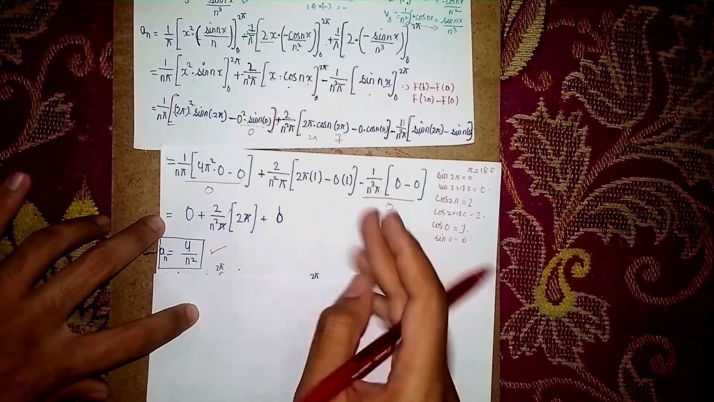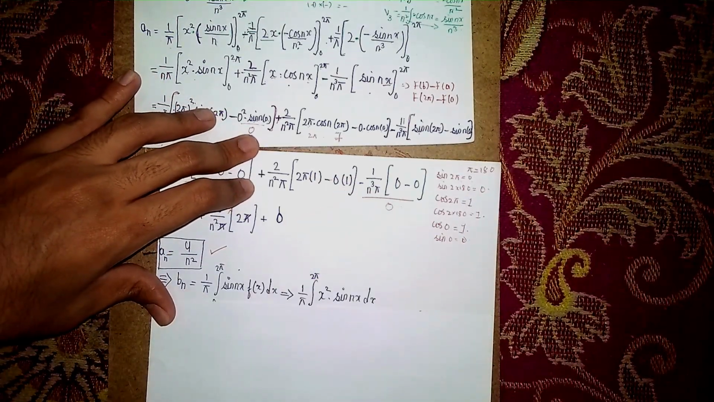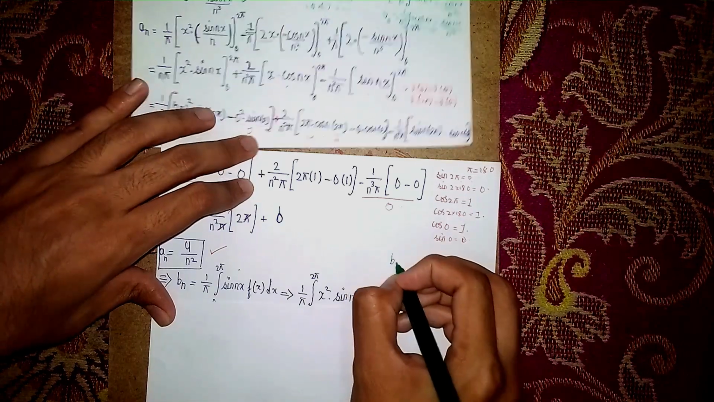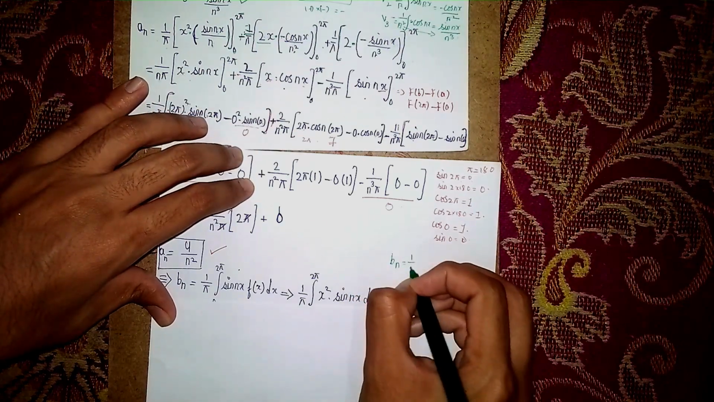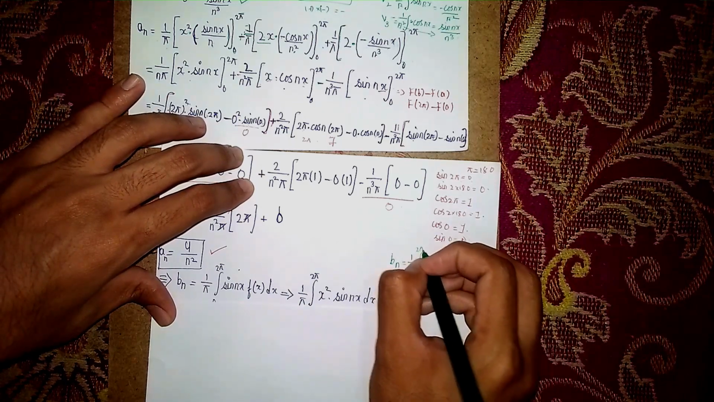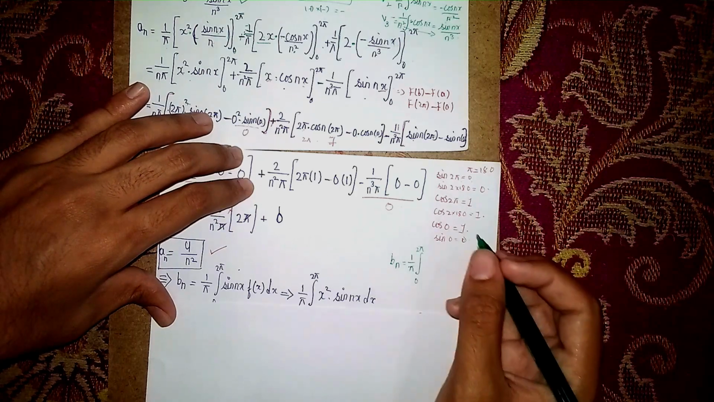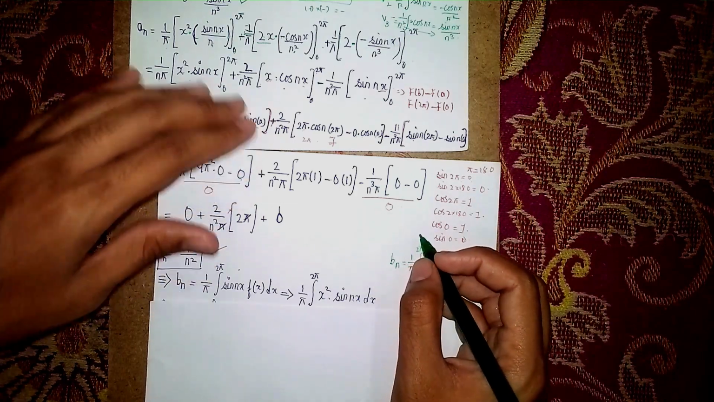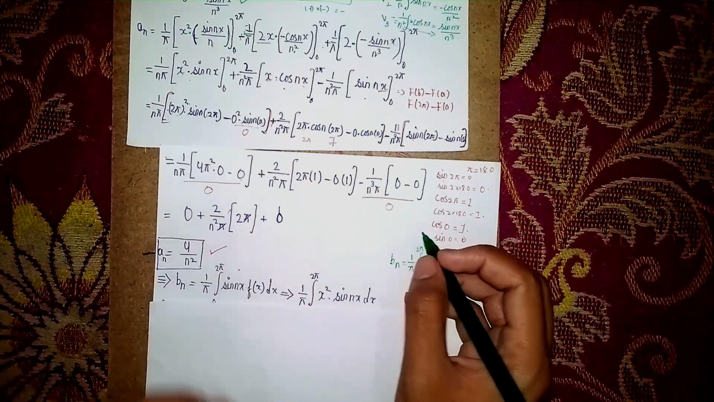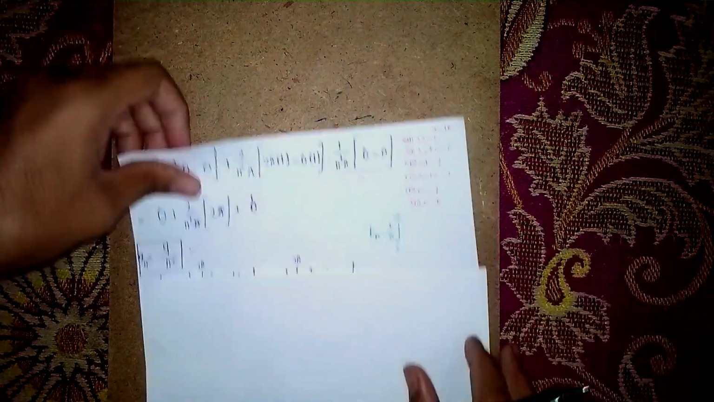Now step 3. Step 3 was to find the bn. So find the bn formula. Bn is equal to 1 by pi integrate 0 to 2 pi. Don't think 0 to 2 pi is a constant limit. In a question you can be given other limits also. In the question it is given 0 to pi, I'm writing 0 to 2 pi. Okay, now giving this paper aside.